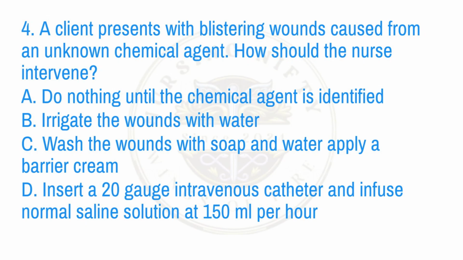Question number 4. A client presents with blistering wounds caused by an unknown chemical agent. How should the nurse intervene? Options: Option A, do nothing until the chemical agent is identified. B, irrigate the wounds with water. C, wash the wounds with soap and water. Apply a barrier cream. D, insert a 20 gauge intravenous catheter and infuse normal saline solution at 150 ml per hour. So here the right answer is option B, irrigate the wounds with water.